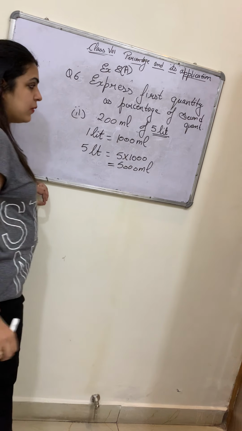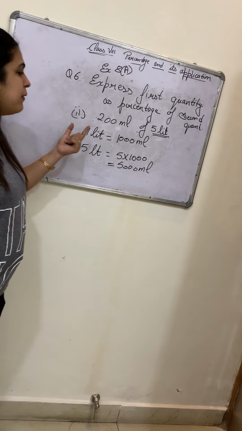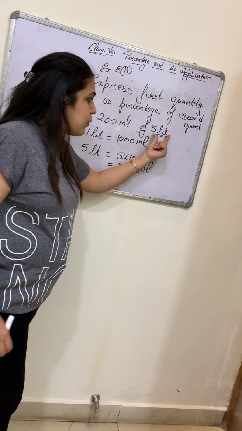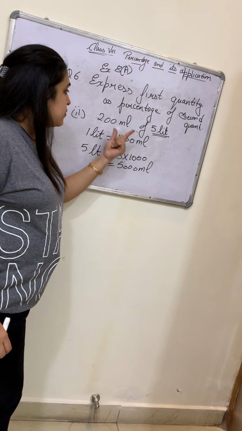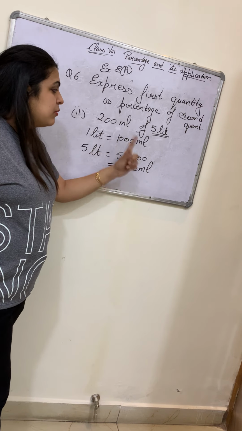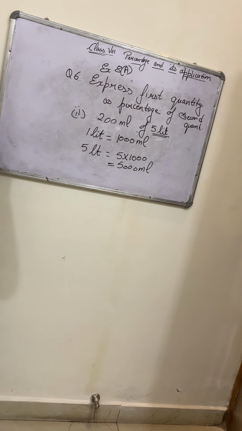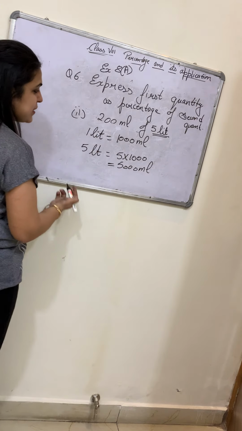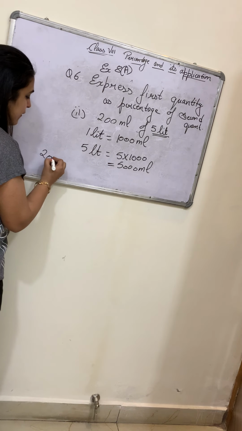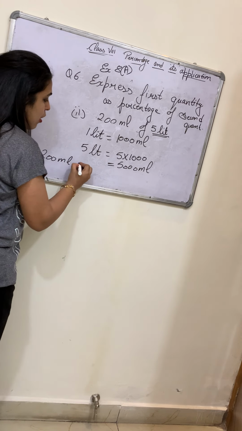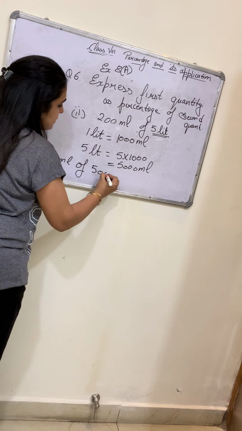milliliters. Okay, so first of all what we have done, we have changed the quantity liters into milliliters so that both the quantities have the same unit. Now the question is, express first quantity as percentage of other, that is 200 milliliters of 5000 milliliters.